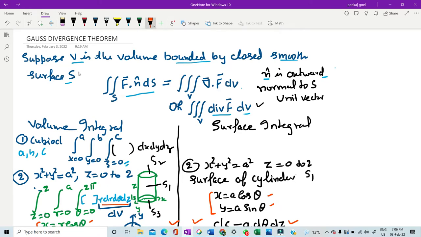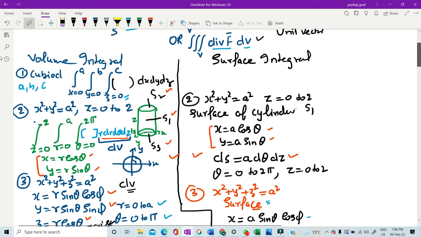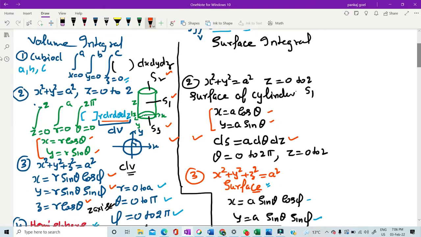Now we take the cylinder. This is the cylinder. This is surface S1, S2, S3. We want to find out the volume integrations of this and surface integrations. First take the volume integration. In case of volume integration, we suppose x equal to r cos theta and y equal to r sin theta, right? The limit will be z equal to 0 to h. If I take the height as h, we will take 0 to h.